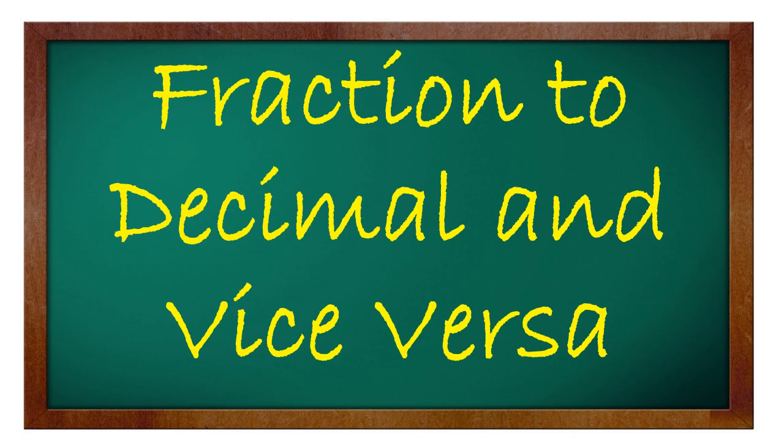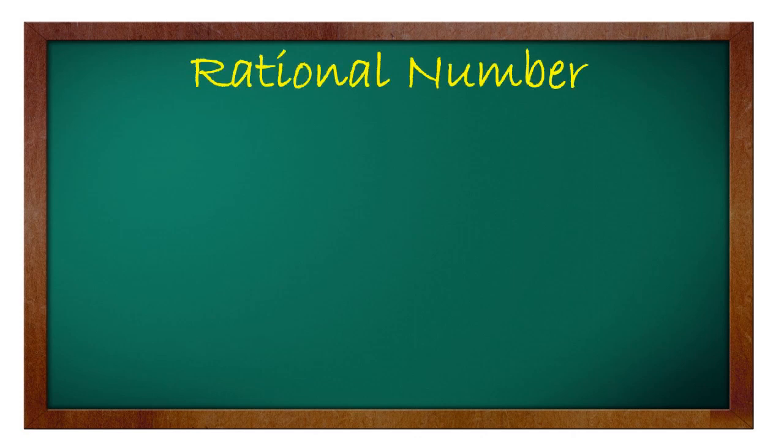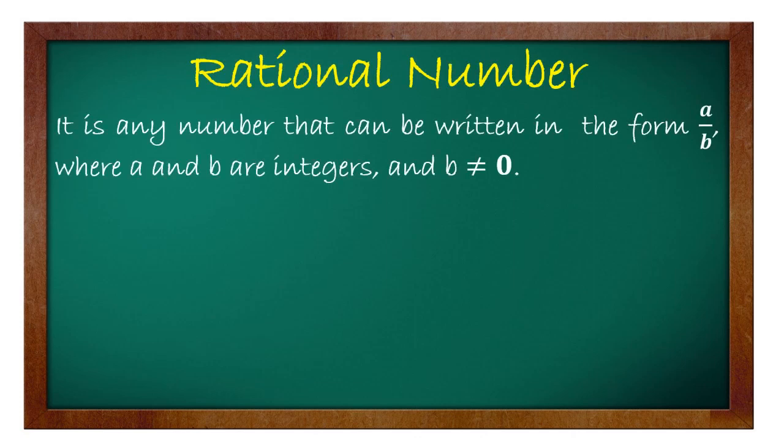Good day everyone. Today we are going to discuss changing fraction to decimal and vice versa. Fraction and decimal are considered a rational number. When we say rational number, it is any number that can be written in the form a over b, where a and b are integers and b is not equal to 0.